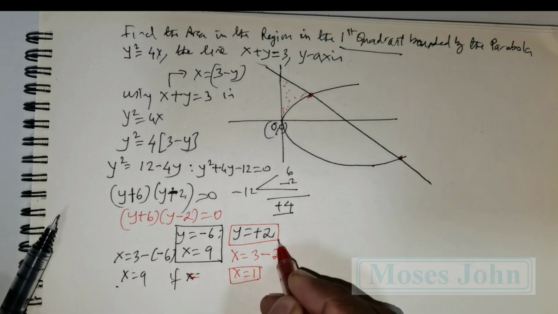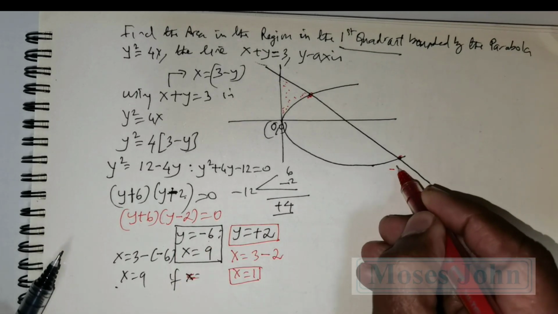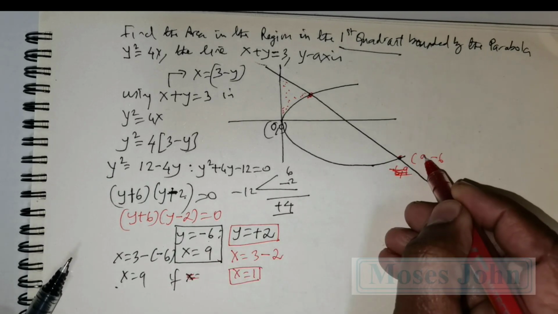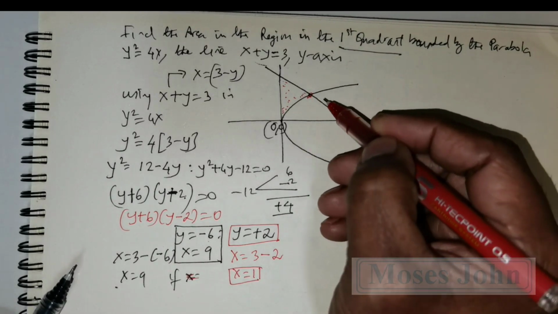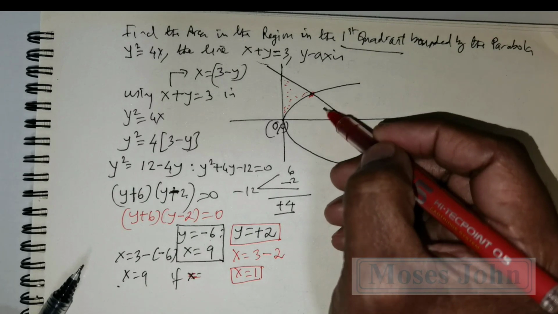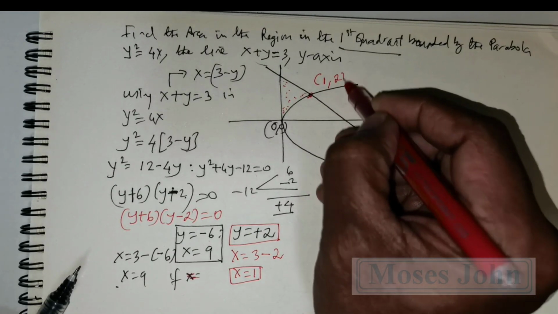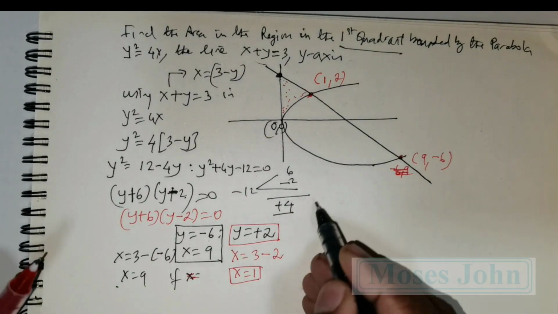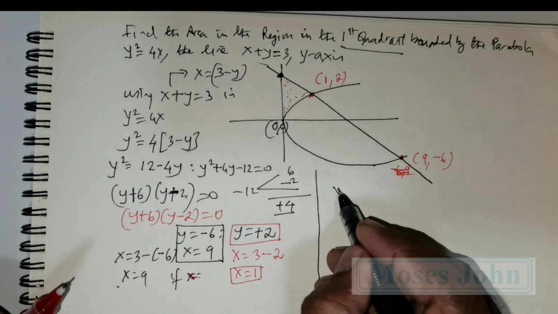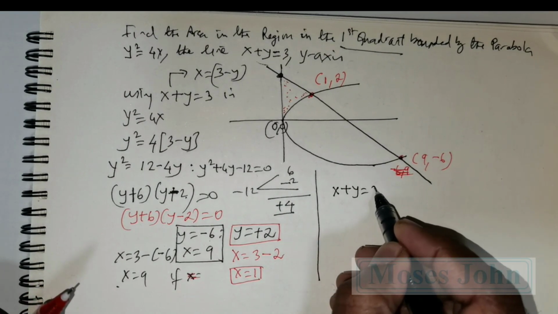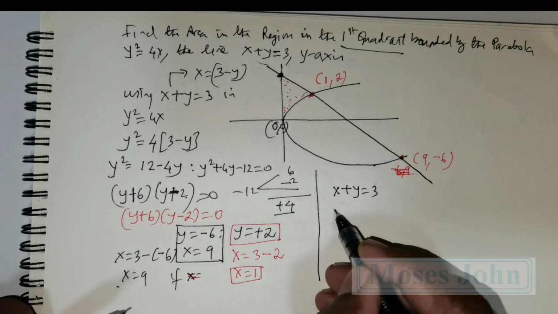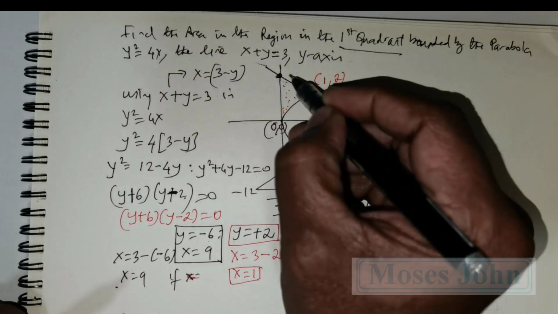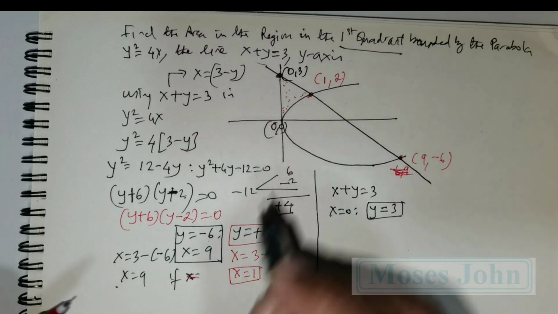So I've got these 2 points here. So y is equal to negative 6 and x is 9. This is the point. And in this case, the point is going to be x is equal to 1 and y is equal to 2. This is the point. Now there is one more intersection here. Okay. Now to get that intersection, what we need to do is substitute x is equal to 0. Now when x is equal to 0, we would get y is equal to 3. So this point is going to be 0, 3.